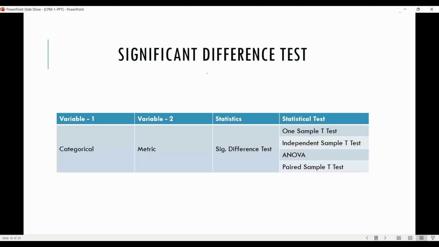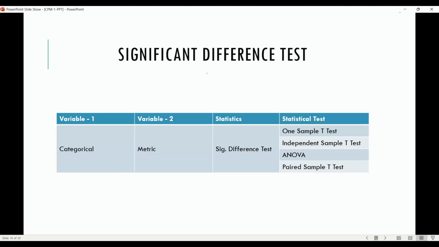If both the data are metric in nature, at that point of time you have to do a significant relationship test using correlation analysis, and you can say that there is a positive relationship or negative relationship. In association, you cannot say whether it is positive or negative because both the data are categorical in nature. Similarly, if one data is categorical and another is metric, logically you will be telling only whether there is a significant difference in the variable or not.